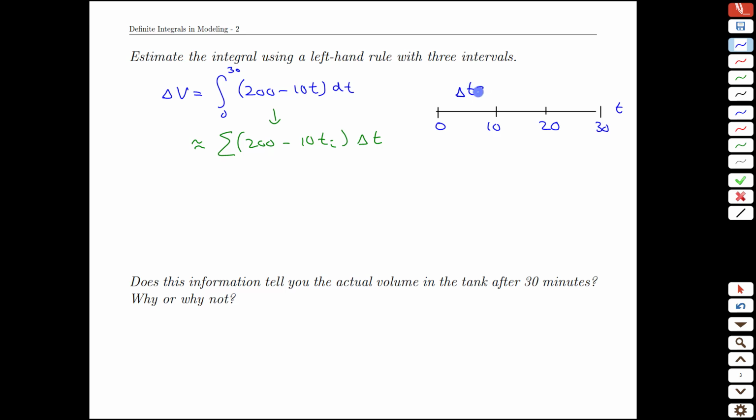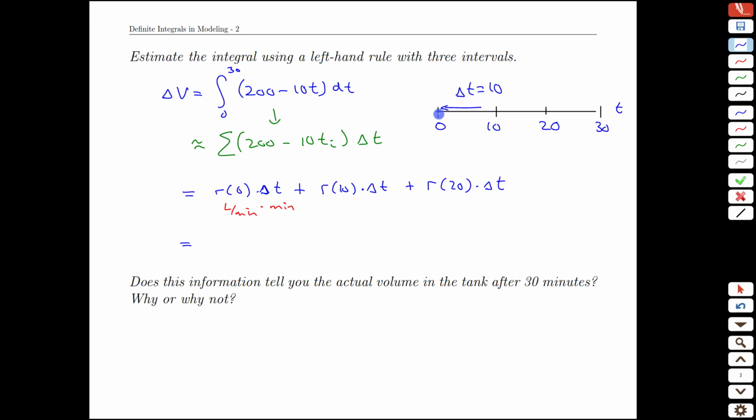That points to a delta t of 10, and so we can go straight to our sum. We would have the rate at time 0, if we're using the left-hand sum. We'd have the rate at 0, we'll do it explicitly here, times delta t, plus the rate at 10, the next time point, times delta t, plus the rate at 20, times delta t, confirming our units again, liters per minute, times minutes. That's going to give us liters when we're done.